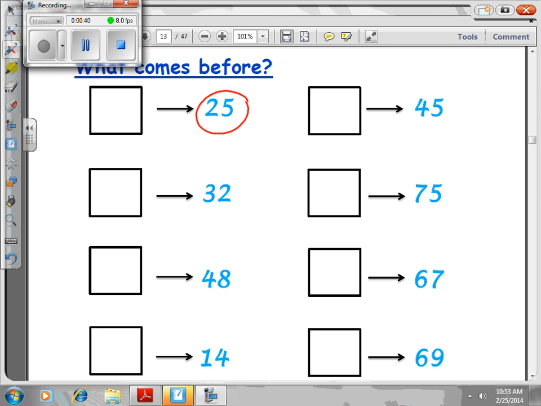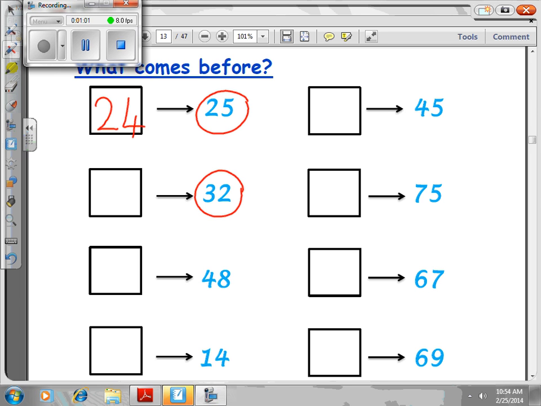How can I write 24? I say 20, so I write 2. 24, so then I write 4. So 24 is 2 and 4. The second example is, this number is what? It's 32. What comes before 32?